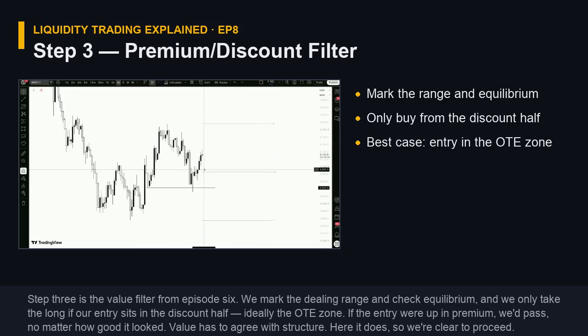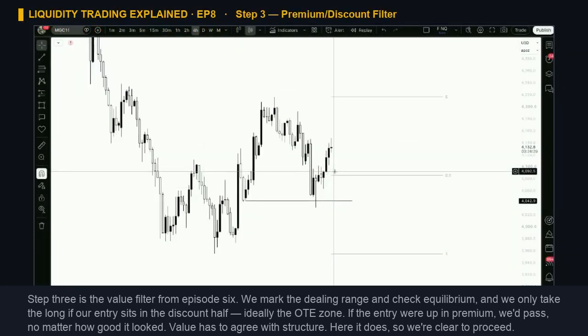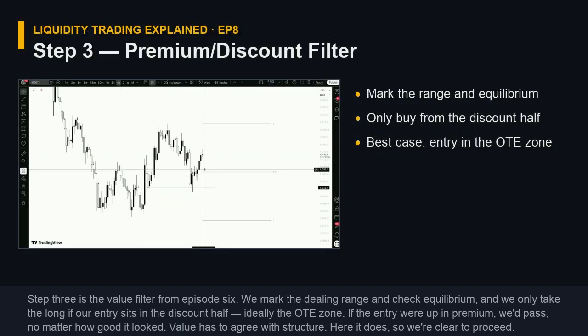Step 3 is the value filter from episode 6. We mark the dealing range and check equilibrium, and we only take the long if our entry sits in the discount half, ideally the OTE zone. If the entry were up in premium, we'd pass, no matter how good it looked. Value has to agree with structure. Here it does, so we're clear to proceed.